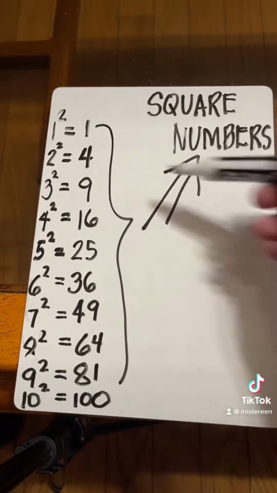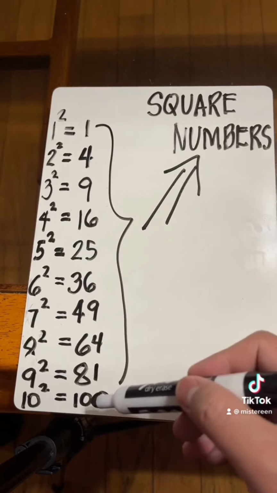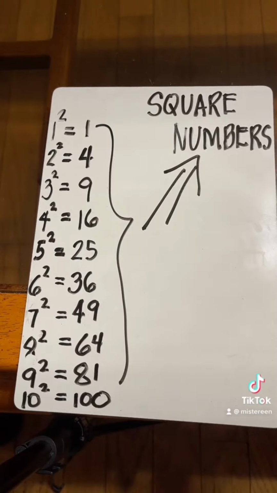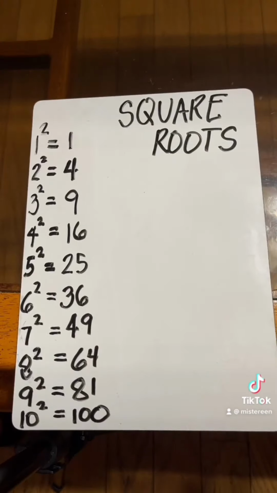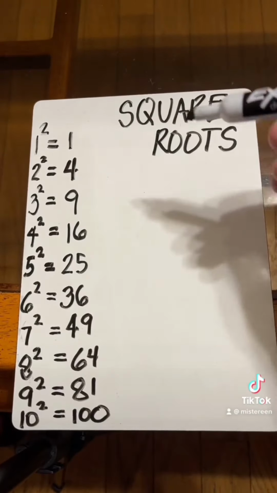So the square numbers are 1, 4, 9, 16, 25, 36, 49, 64, 81, and 100. And you can keep going on to 11, 12, and so on. Alright, so if you're answering square roots, you have to think about the square numbers here, because they will help you to get the answer.